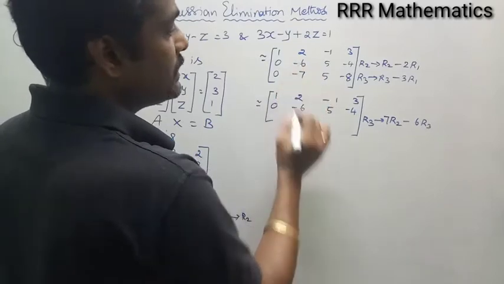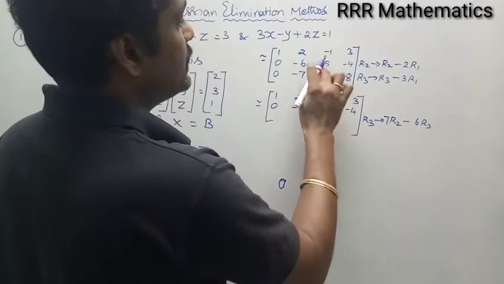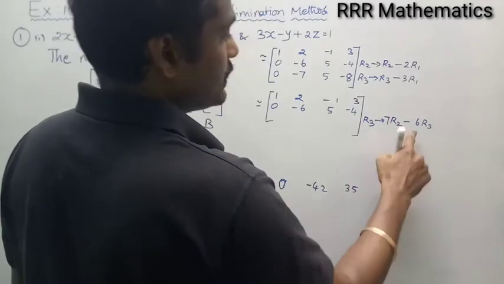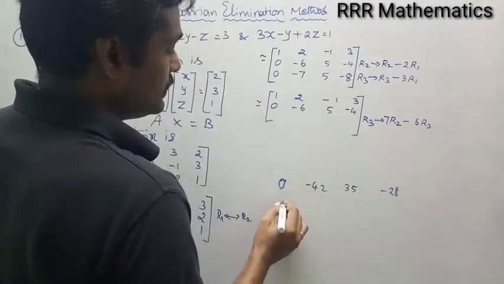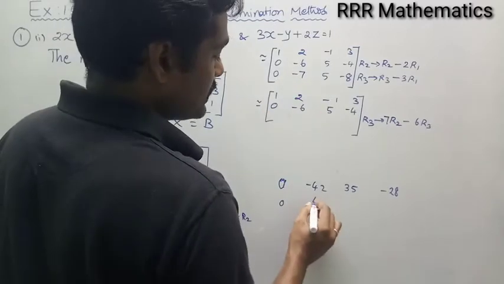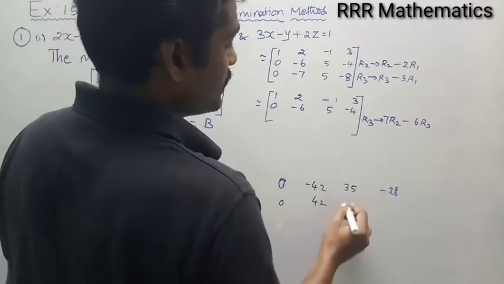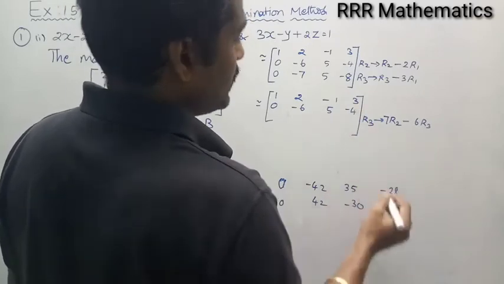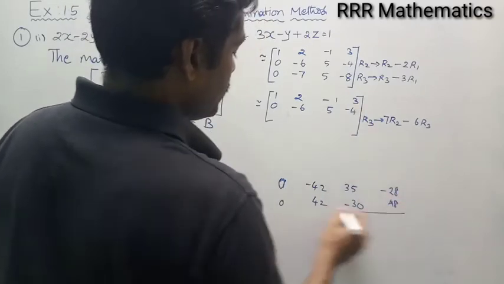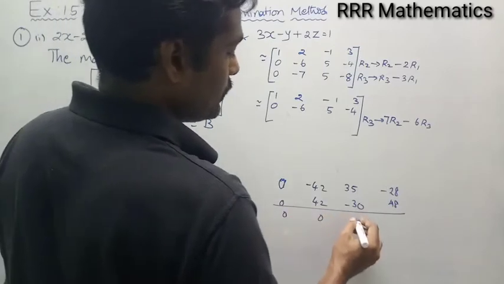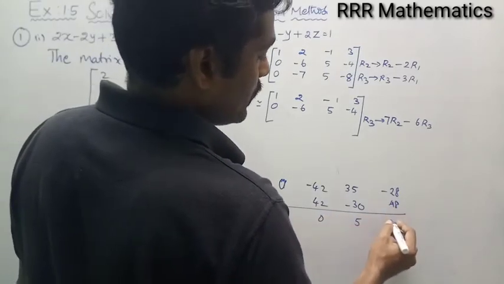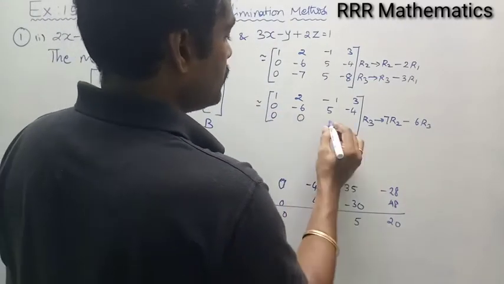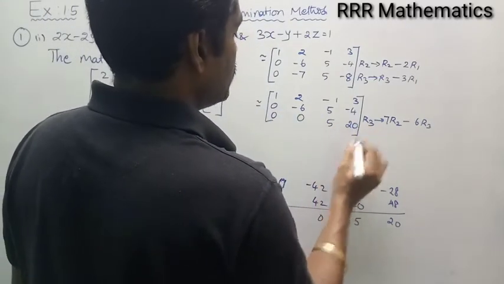7 times R2: 7 into 0, 0. 7 6s are 42 with minus. 7 5s are 35. 7 4s are 28 with minus. Minus 6 into R3: 0. Minus into minus, plus. 6 7s are 42. Minus into plus, minus. 6 5s are 30. Minus into minus, plus. 6 8s are 48. Add: 0 0 5 and this is 20. 0 0 5 20. This is what?